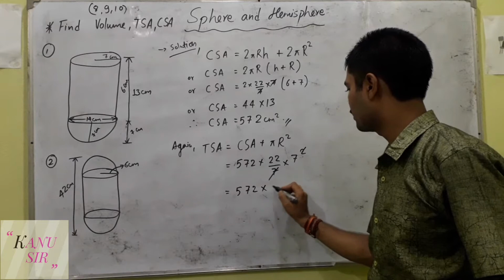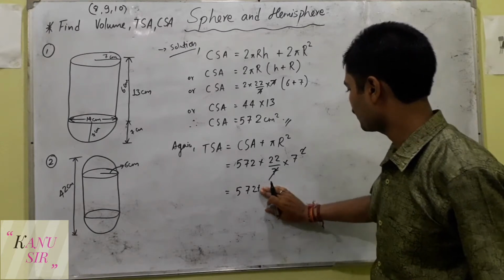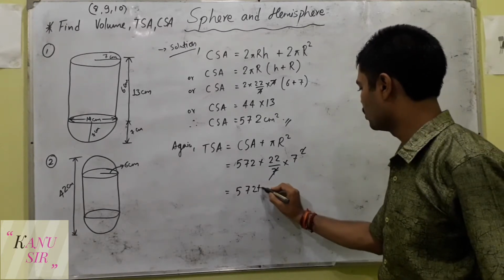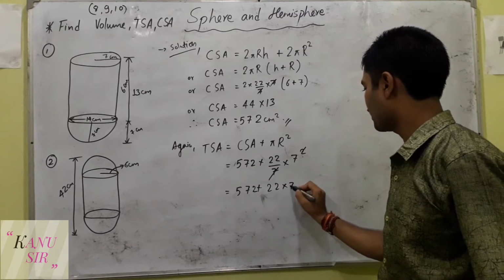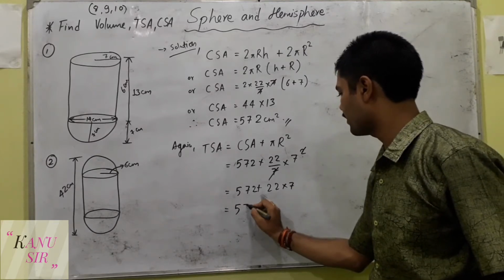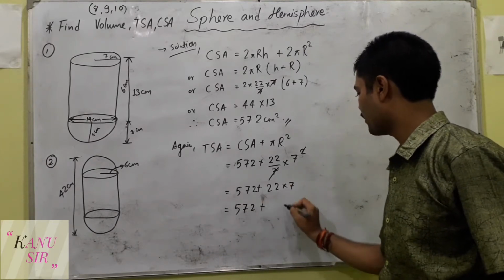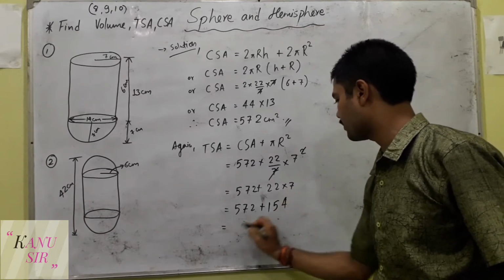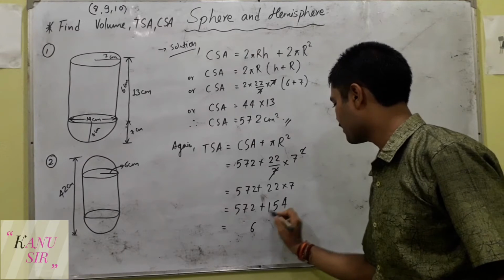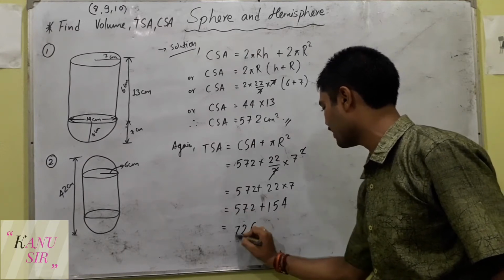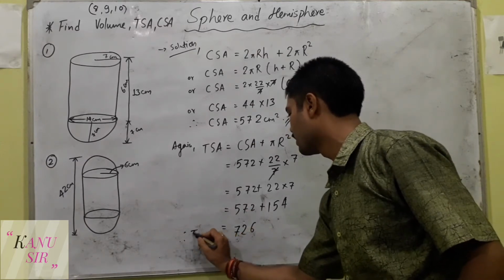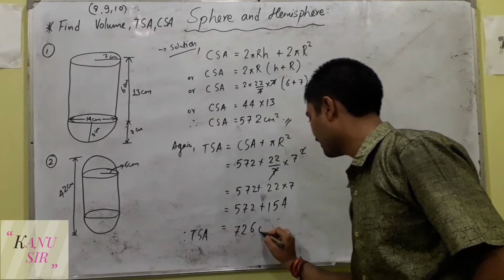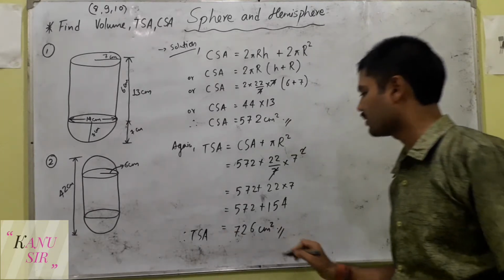572 plus 22 into 7, or 572 plus 154, that is 726, will be the total surface area, and the unit is centimeter square.